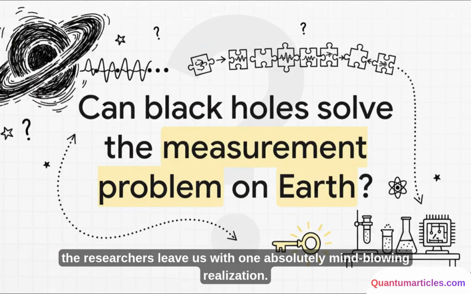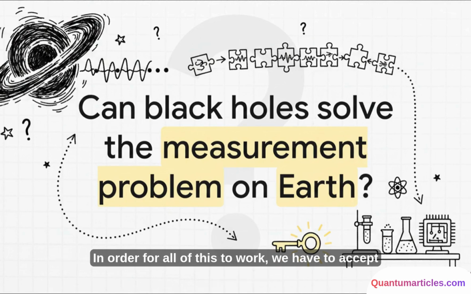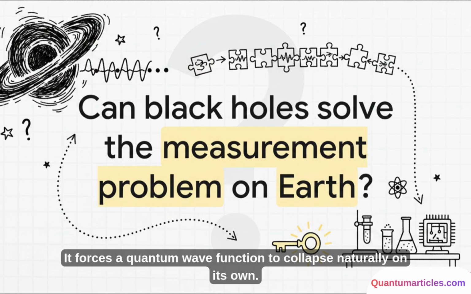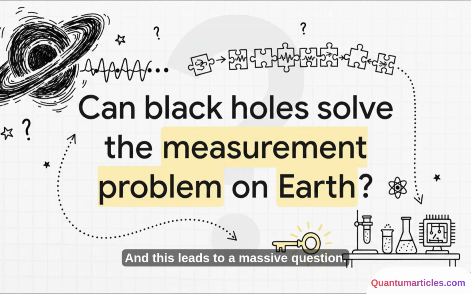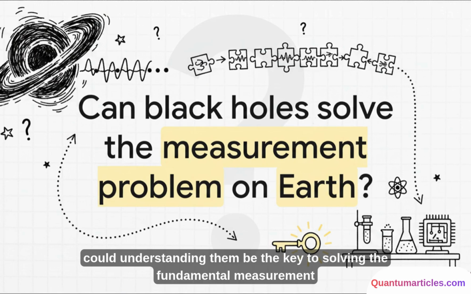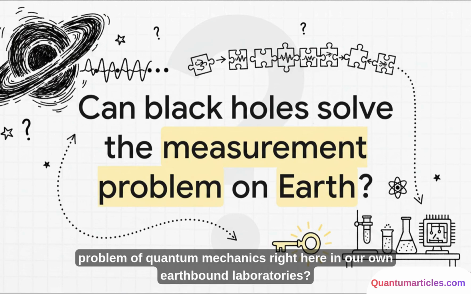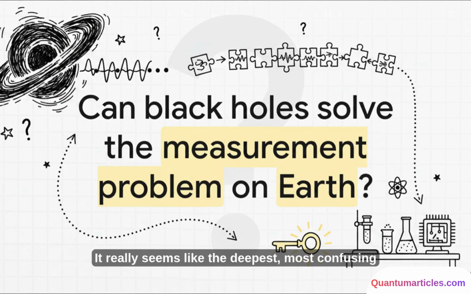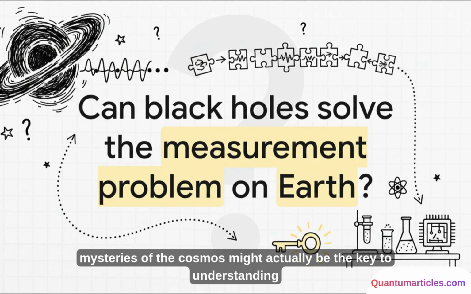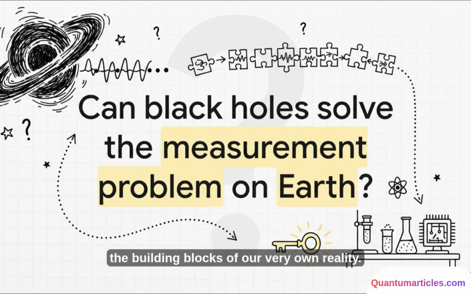But before we wrap up, the researchers leave us with one absolutely mind-blowing realization. In order for all of this to work, we have to accept that a black hole acts as an objective measurement device. It forces a quantum wave function to collapse naturally on its own. And this leads to a massive question. If black holes can spontaneously measure and collapse quantum states out in space, could understanding them be the key to solving the fundamental measurement problem of quantum mechanics right here in our own Earth-bound laboratories? It really seems like the deepest, most confusing mysteries of the cosmos might actually be the key to understanding the building blocks of our very own reality.